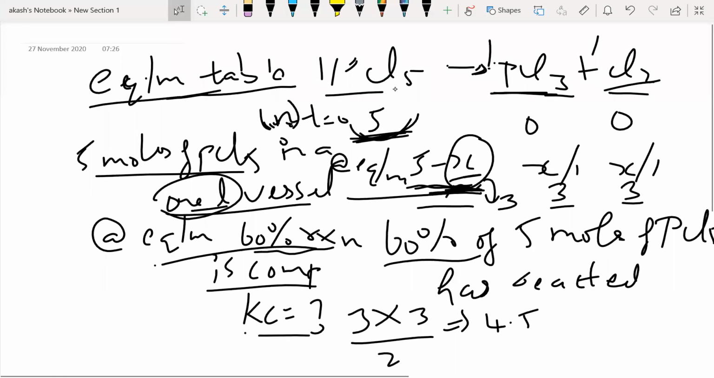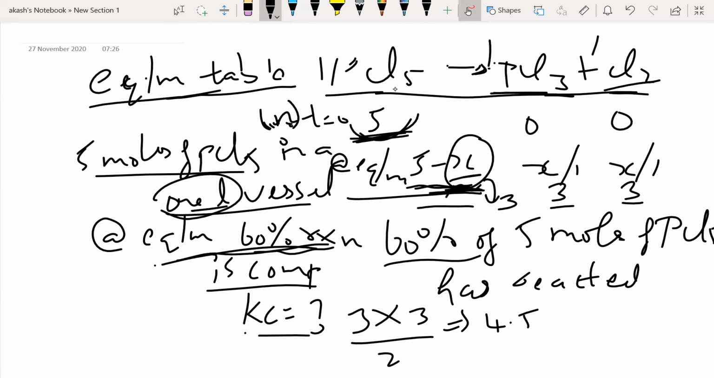So everybody understood? Okay, I'll repeat one more time and then you tell me whether you understood or not. They have given this reaction to us: PCl5 giving PCl3 plus Cl2. And what else they have told us? The vessel, right? And they told you that at equilibrium, 60% of the reaction has been completed, in the sense that 60% of PCl5 has been converted into products.